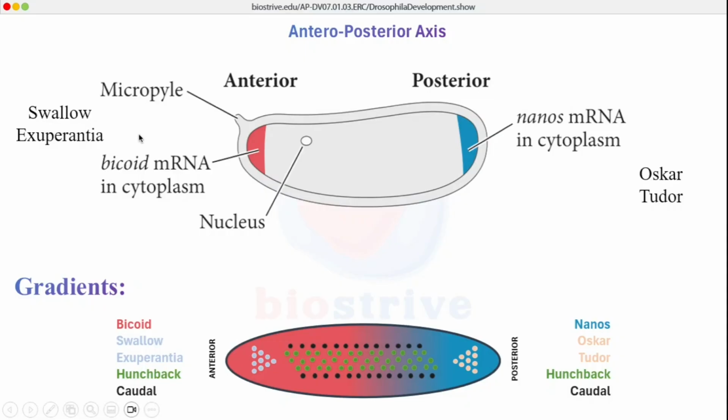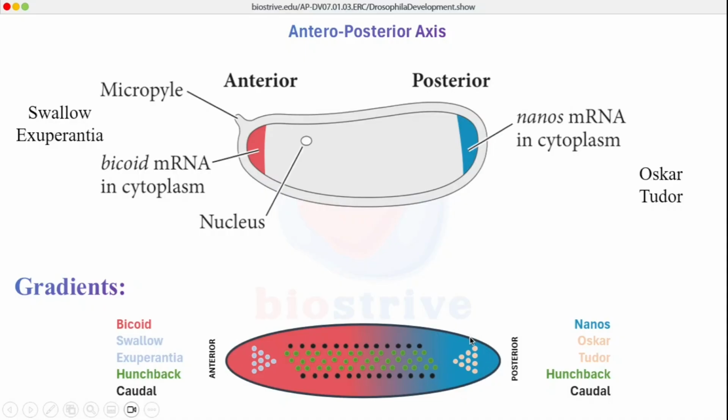So after the localization of bicoid mRNA at the anterior side and nanos mRNA at the posterior side, they will be translated into their respective proteins, and there will be development of certain gradients. As you can see, bicoid is higher at anterior and negligible at the posterior end. Nanos on the other hand is higher at the posterior end and negligible at the anterior end. The Swallow and Exuperantia, as you can see, is present at the anterior end. The Oskar and Tudor, as you can see, is present at the posterior end.